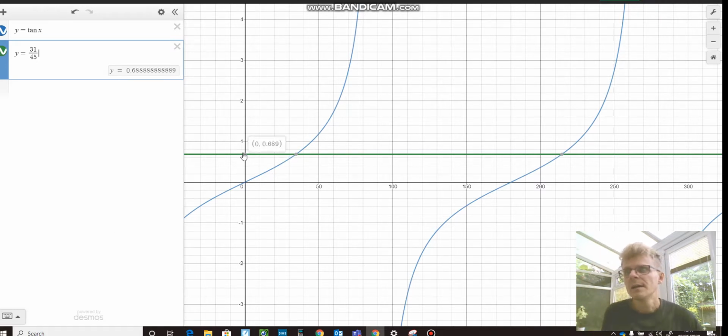So we've asked the calculator, okay, for a triangle of opposite 31 and adjacent 45, that's 0.689, it's rounded it, what angle is associated with that? And if we come down here, we can see, there it is there, so that's the x coordinate, 34, so the angle would be 34.563, which is what we got on our calculator as well. So that is what the calculator is doing, it's having a look at the graph, having a look at the relationship, and then it's saying what angle goes with that.